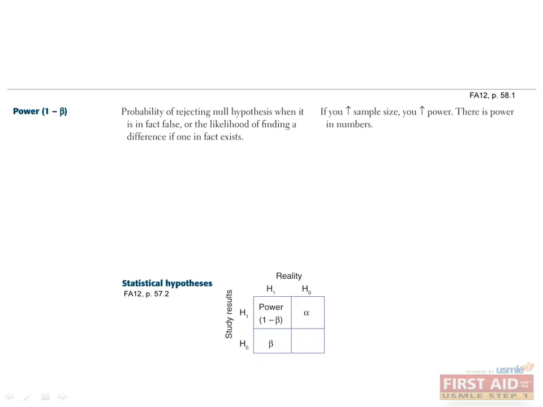Hence, a powerful study is one that has a high likelihood of detecting an effect or difference when one is present. The mathematical definition of power is 1 minus beta, which means that power can also be thought of as the probability of not making a type 2 error.